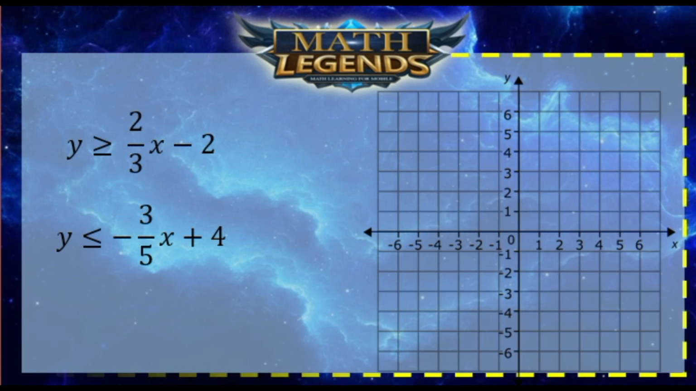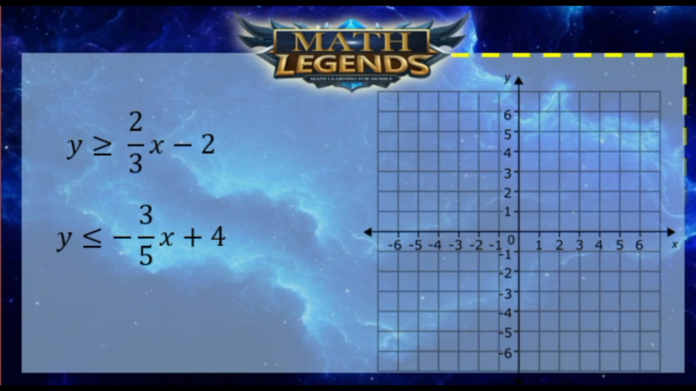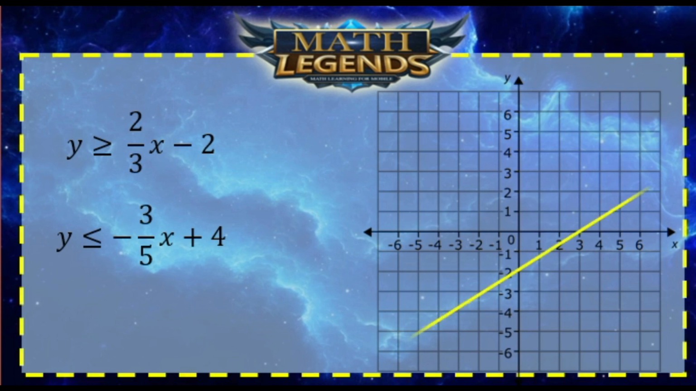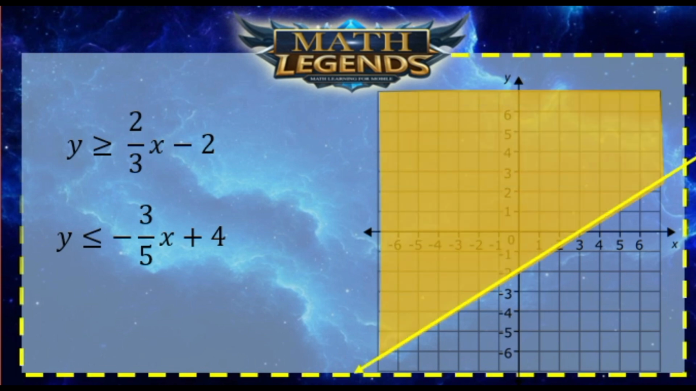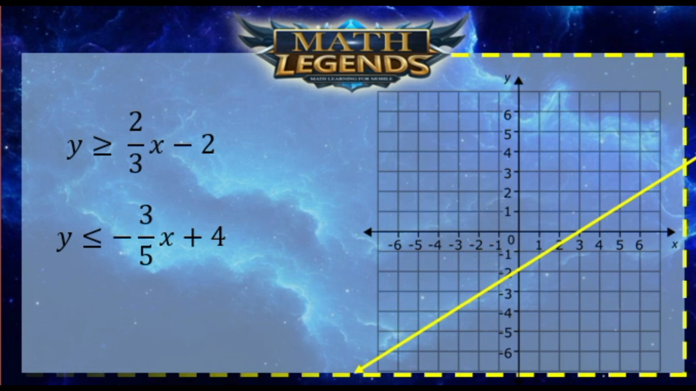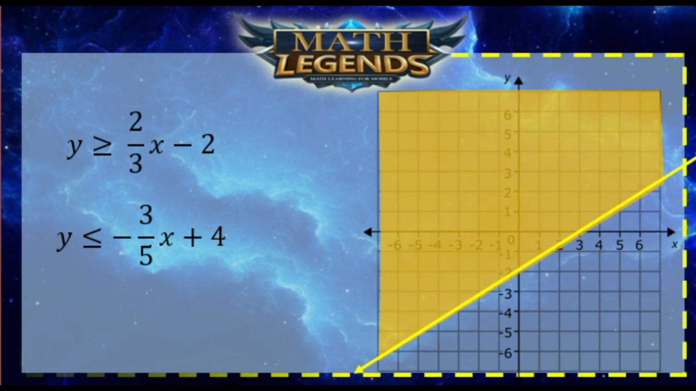Suppose that we have two inequalities: y is greater than or equal to 2/3 x minus 2, and y is less than or equal to negative 3/5 x plus 4. Let us try to find out the solution of these two inequalities in a given Cartesian plane, in a given graph. First, let us graph the first equation. Since it is greater than or equal to, we're going to use a solid line, and since it is greater than, we're going to include all the points that are above the line.